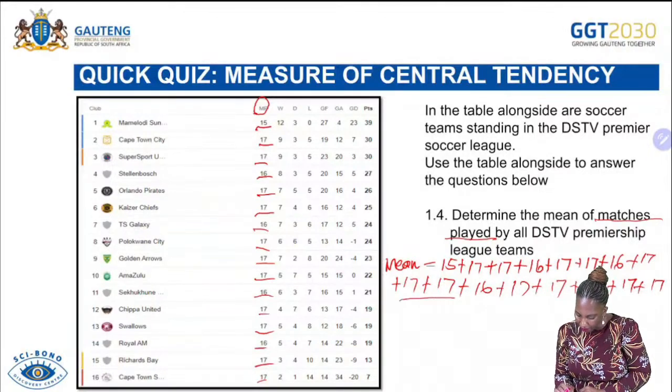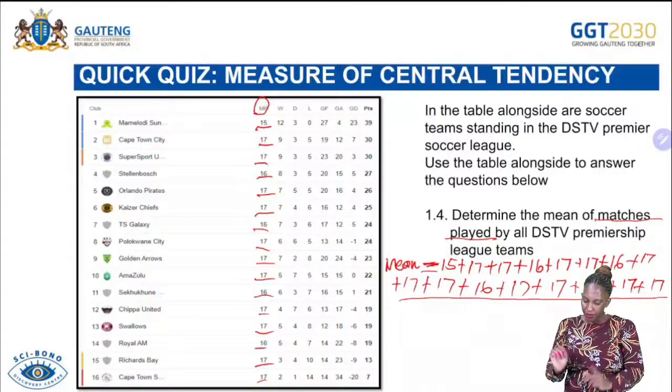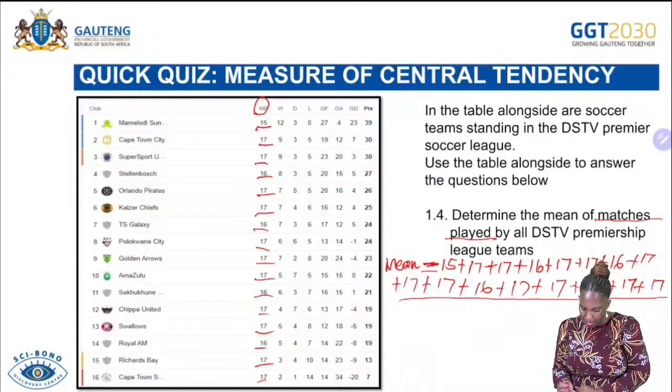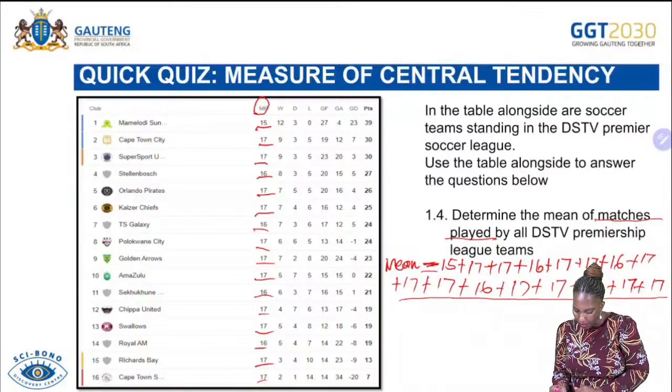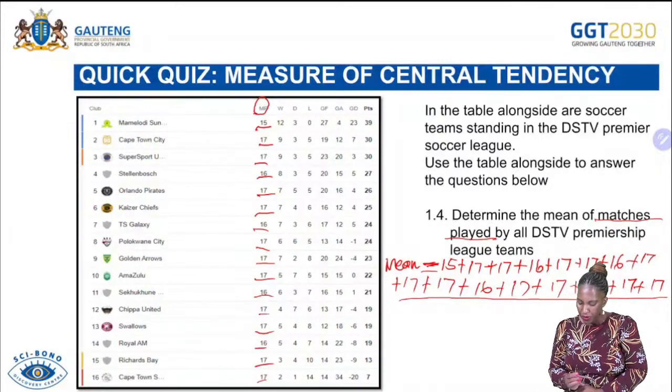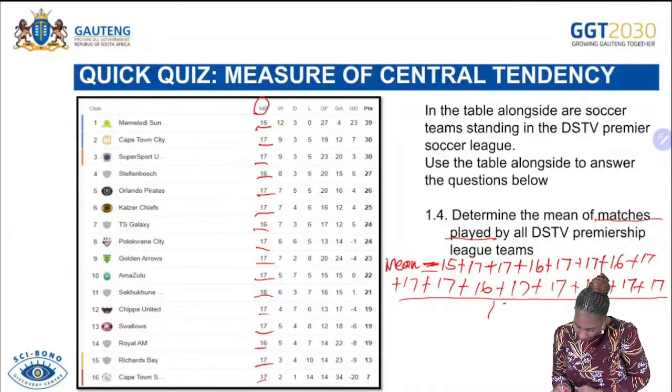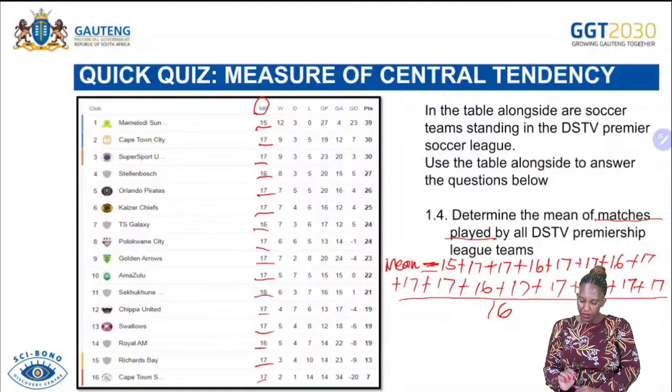And then we divide, because the mean is the sum of the values divided by the number of the values in the data set, the total number. How many are there now? Let's quickly check. It's 1, 2, 3, 4, 5, 6, 7, 8, 9, 10, 11, 12, 13, 14, 15, 16. There are 16 values. Then I write the number 16 there.